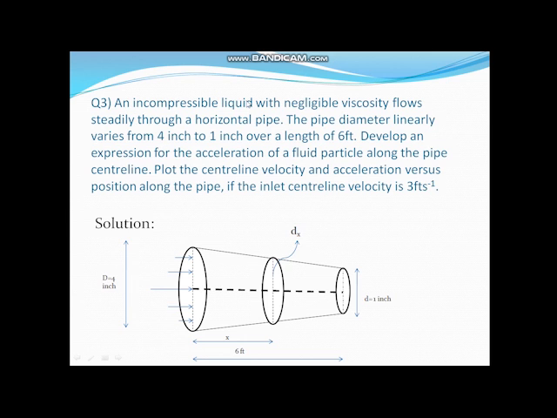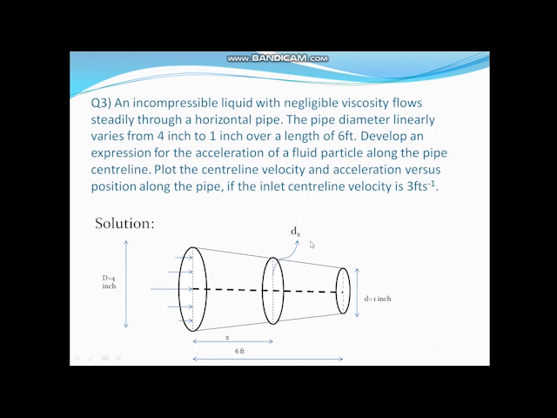An incompressible liquid with negligible viscosity flows steadily through a horizontal pipe. The pipe diameter linearly varies from 4 inch to 1 inch over a length of 6 feet. Develop an expression for the acceleration of a fluid particle along the pipe center line. Plot the center line velocity and acceleration versus position along the pipe if the inlet center line velocity is 3 feet per second. As you can see in the diagram, this is 4 inch, this is 1 inch, the entire length is 6 feet, and we have to find an expression for acceleration along this center line.